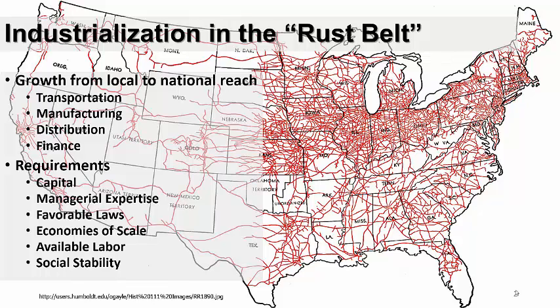Industrialization required mobilized capital, but it also required managerial and organizational expertise, what economic historian Alfred Chandler called the visible hand of market capitalism. Industrialization required laws favoring business expansion, and it aimed for economies of scale. Furthermore, it needed centralized, available pools of labor, and overall, it required peace and social stability.